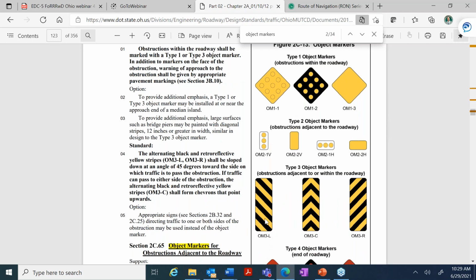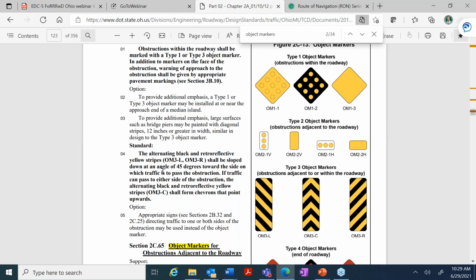The L stands for left. That's the left side of the roadway. R stands for right. So the stripes slant downward to the direction where that traffic is to pass it by. So it passes by on the left of this sign and right of that sign.